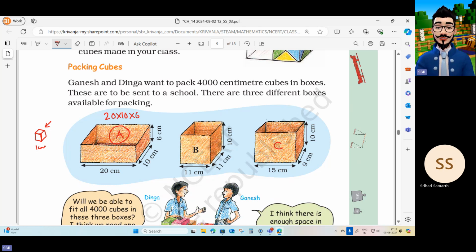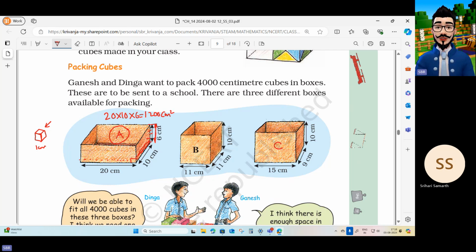Why 20? Because there are 20 centimeters along the length, so I can fill 20 cubes along the length. There are 10 centimeters along the width, so 10 cubes along the width. So in the first layer, it will be 20 into 10, that is 200 small cubes. And there are 6 centimeters in the height direction, so there will be 6 layers. So 20 into 10 into 6 is 1200. One centimeter cube is the unit of volume, so the volume of this box is 1200 centimeter cubes.